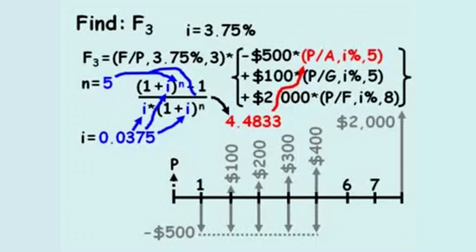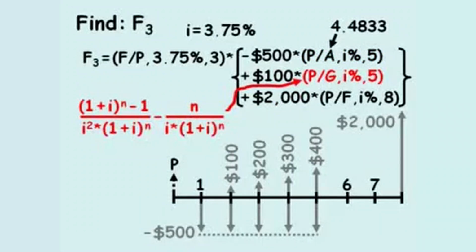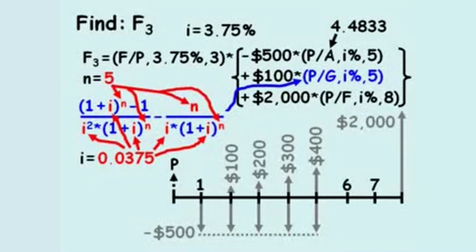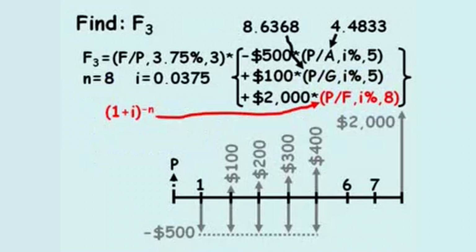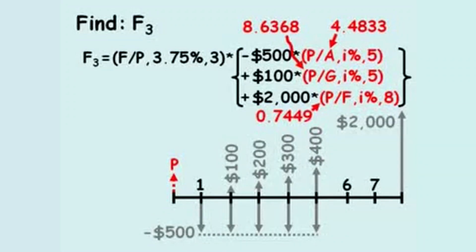The uniform gradient present worth discount factor is a little more involved, but can still be calculated by plugging in the variables I and n, and we get 8.6368. The single payment present worth discount factor equals 1 plus I, all raised to the negative n. After plugging in the appropriate values for n and I, this discount factor equals 0.7449.